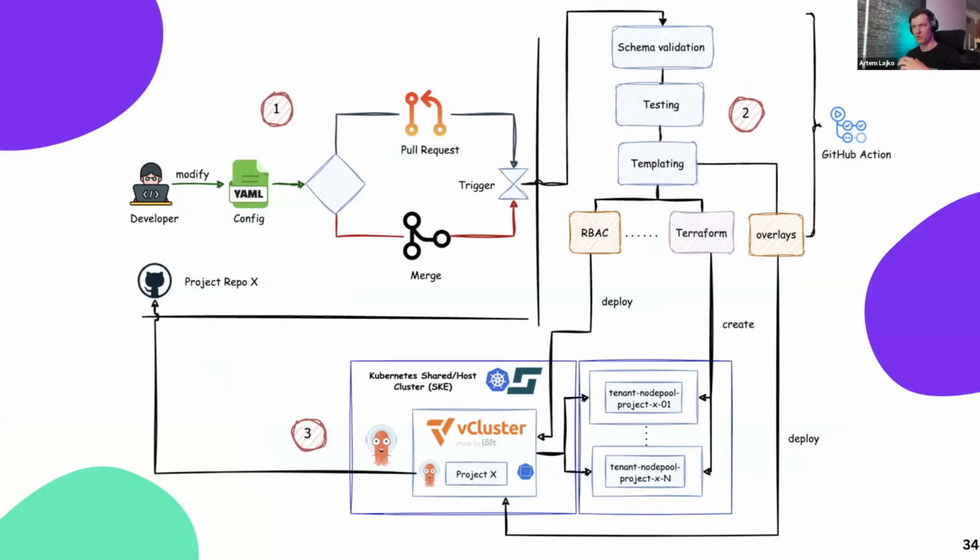because vCluster is going to be deployed on your host cluster in a namespace, and we created some RBAC rules so they can just access the namespace and the vCluster inside it. The Terraform creates the node pools. If you get some isolated and dedicated, I'm showing everything. We are going through the demos.